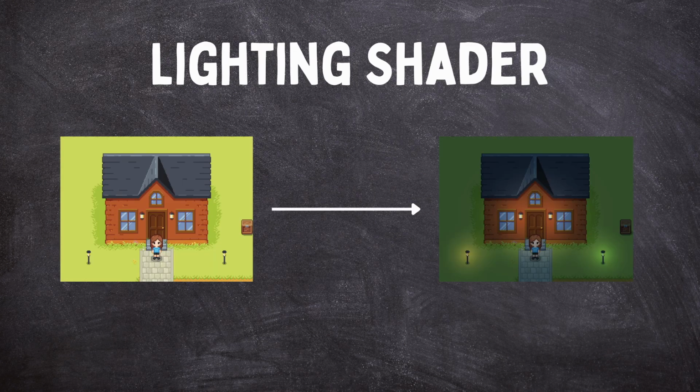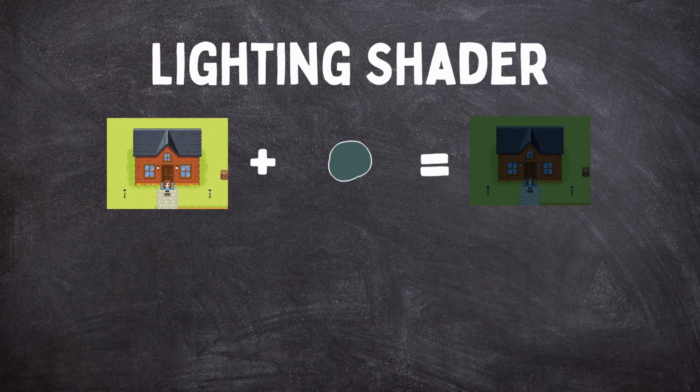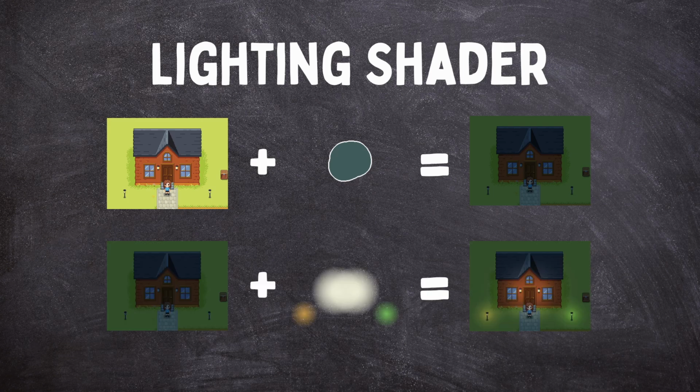To create the final lighting effect, I use a shader to blend the lighting texture with the game's screen texture. The shader takes in the environment's darkness color to darken each pixel on the screen. Then, it restores the original screen color based on the light color and intensity at each pixel.